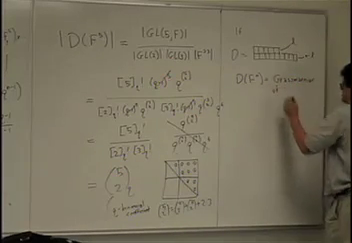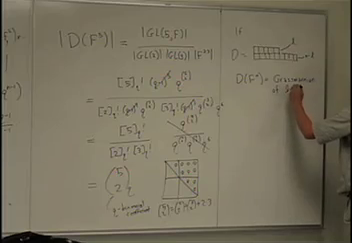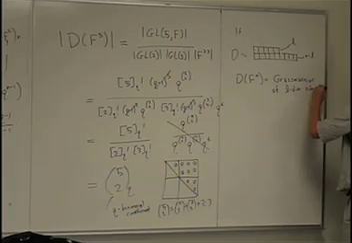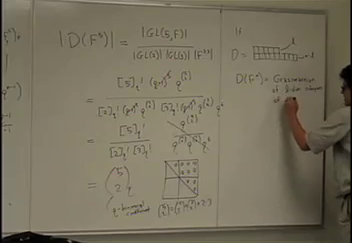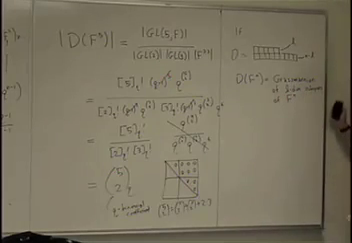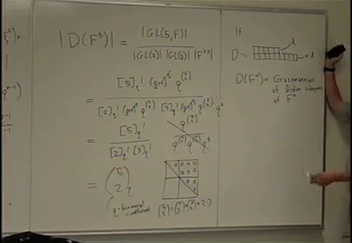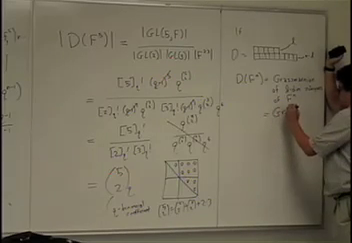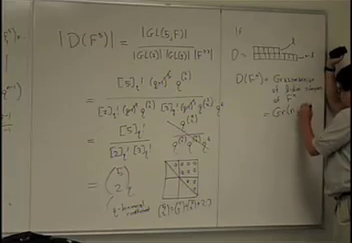Of, I don't know, of L-dimensional subspaces of F to the N. That's what it is. A collection of L-dimensional subspaces of F to the N. It's called the Grassmannian. Sometimes people call it Gr(N, L).